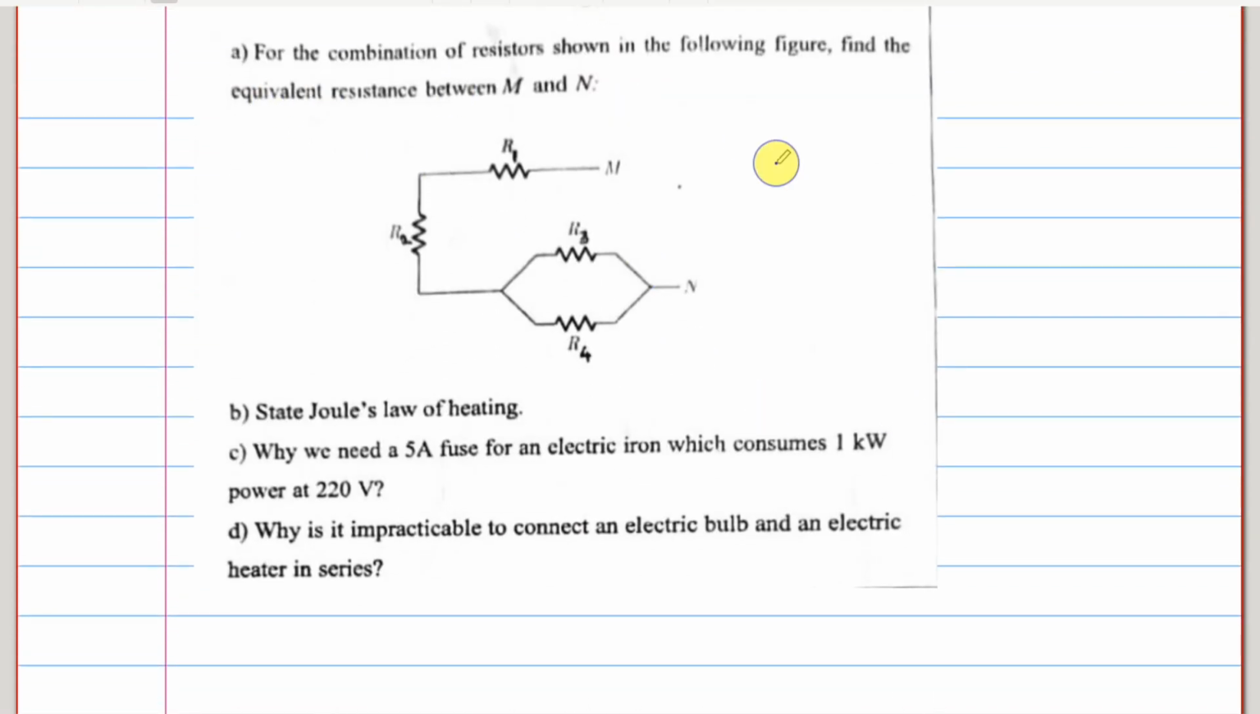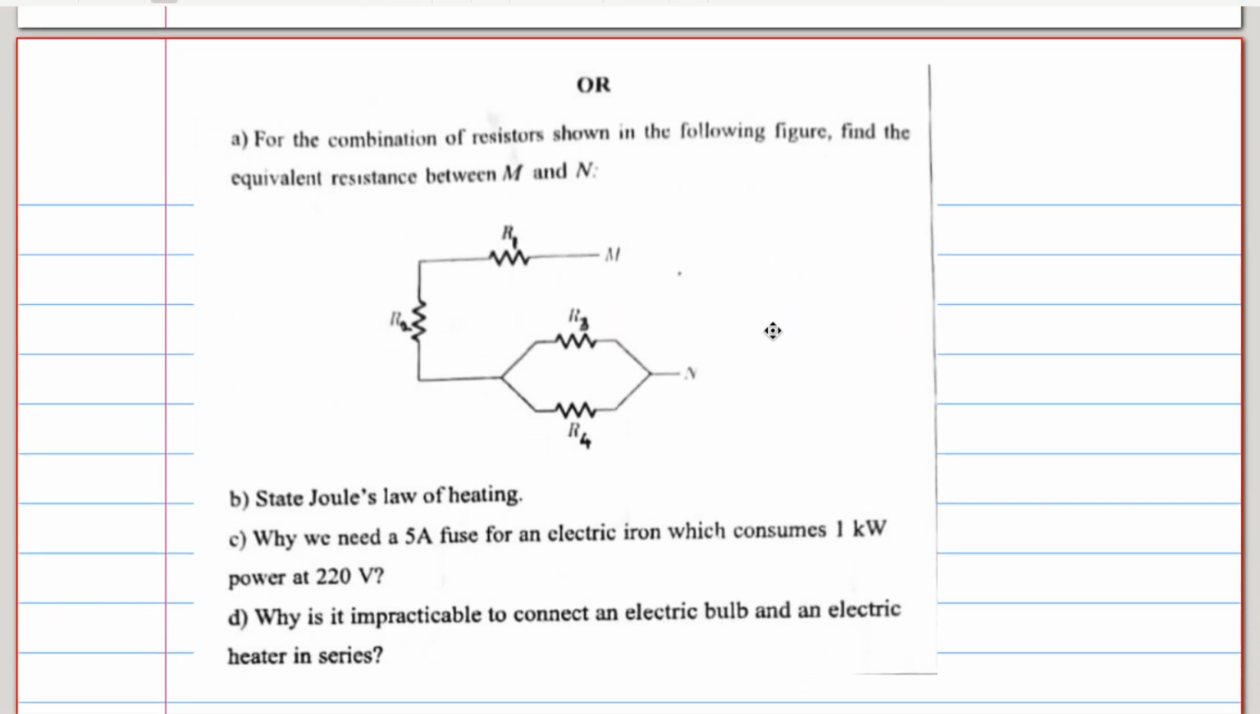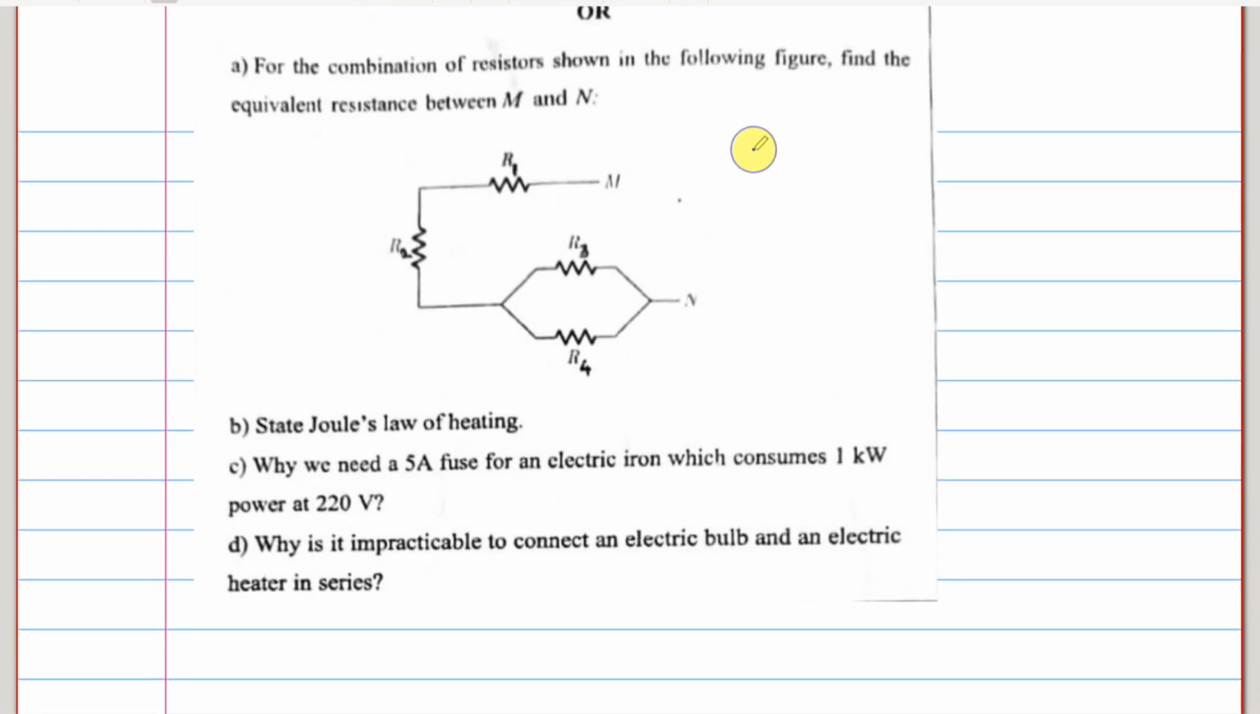Next, for the combination of resistors shown in figure, find the equivalent resistance between M and N. So they have not given us the values of R1, R2, R3 and R4. How are we supposed to calculate the effective resistance now? So let us just write down the formula then. They might have announced some value here. So basically, if we start the current to flow from M, the same current will flow through R1 and R2. That means R1 and R2 are in series. So we'll combine R1 and R2.